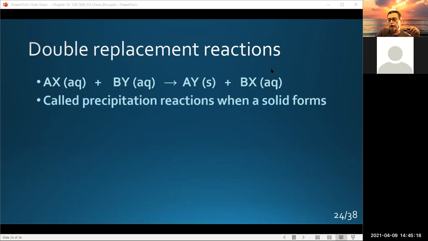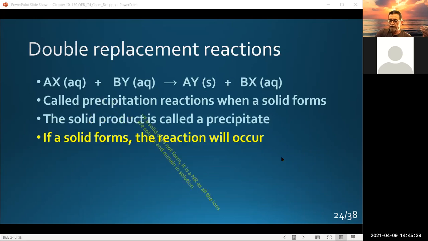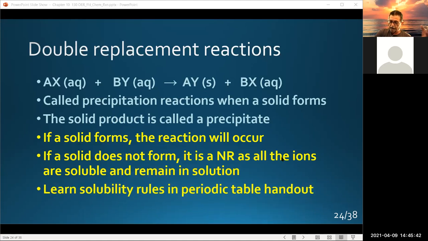We call this a precipitation reaction because, obviously, we're dealing with an aqueous system, and the solid is not soluble, so it will precipitate. You will actually get a solid in the bottom of your container, your test tube or your beaker, whatever you're running this reaction in. That solid product is a precipitate. Solid forms, reaction will occur. No solid, no reaction. You have to learn how to use the solubility rules, but you don't have to memorize them. They're in the periodic tables you have access to. So refresh your memory.